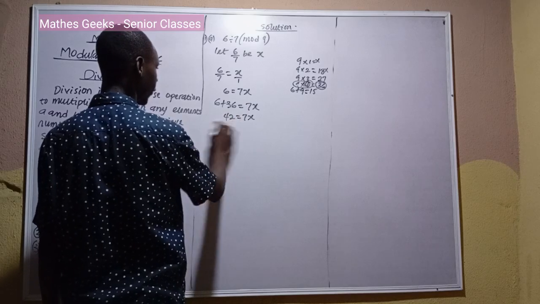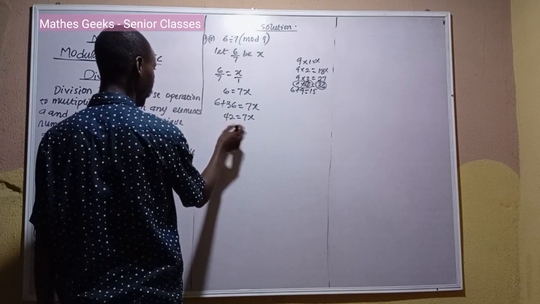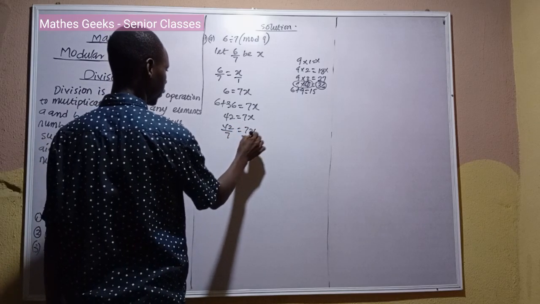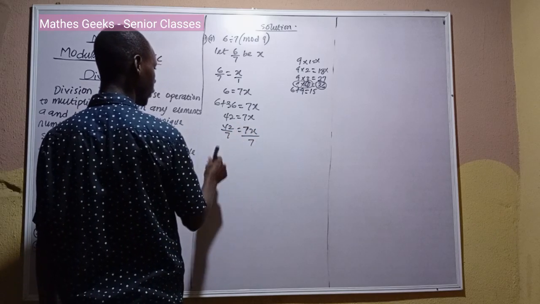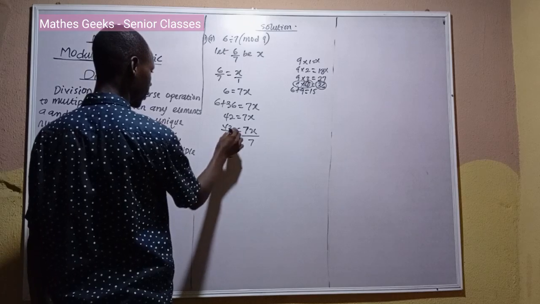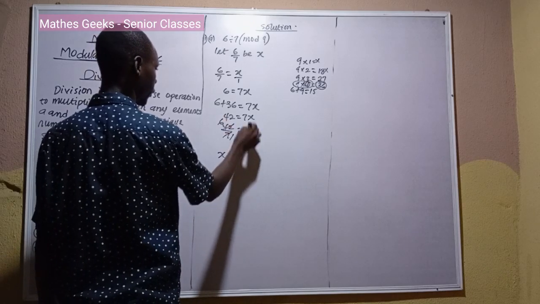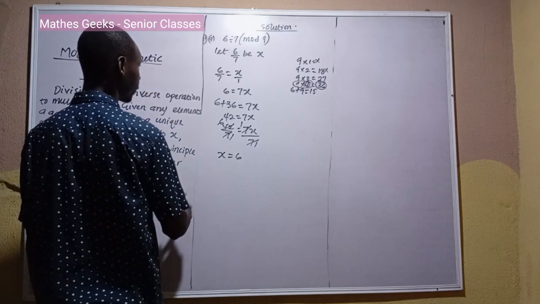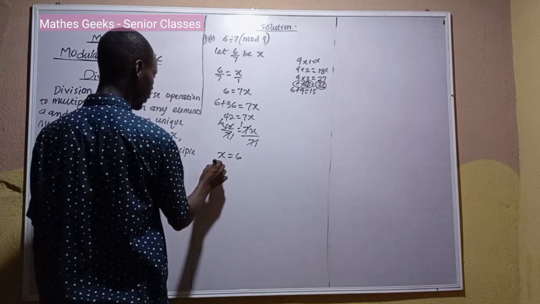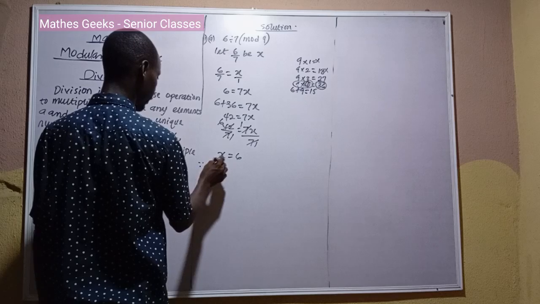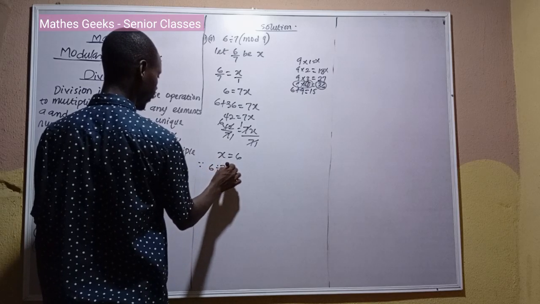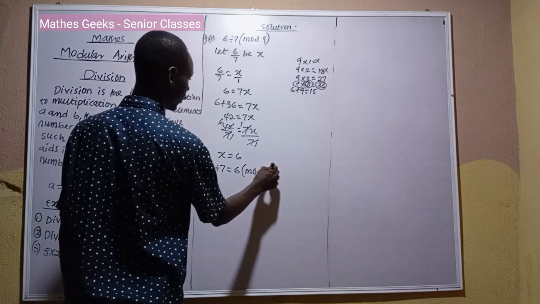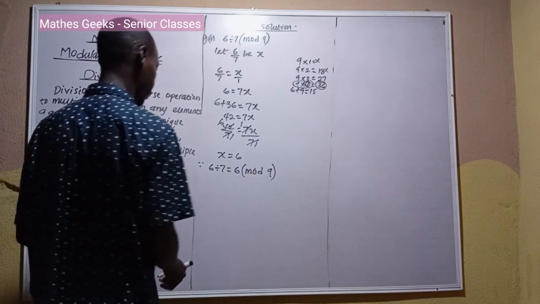And then we solve the equation. Divide both sides by 7. 42 over 7, 7x over 7. 7 times 6 is 42. So x is 6. Therefore, 6 divided by 7 is equal to 6 in mod 9.